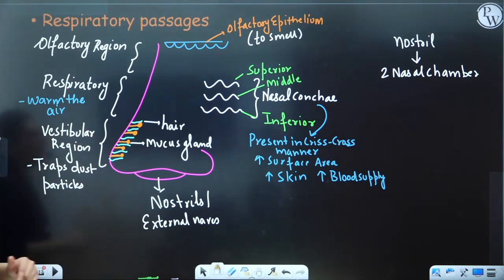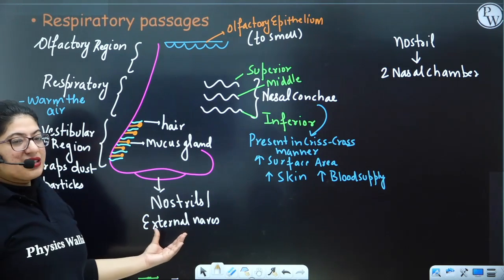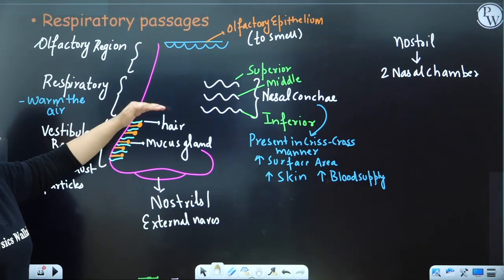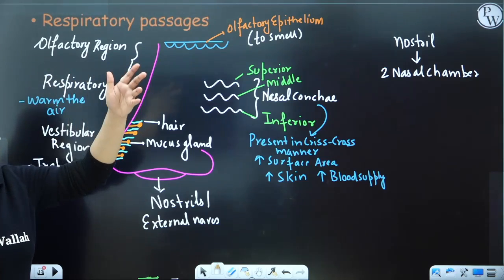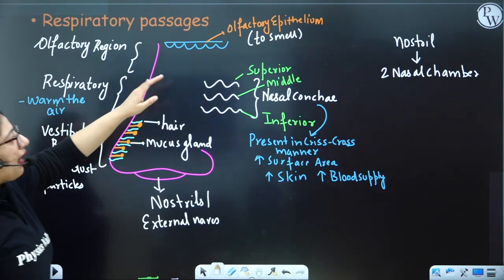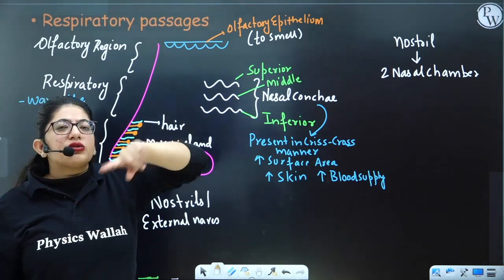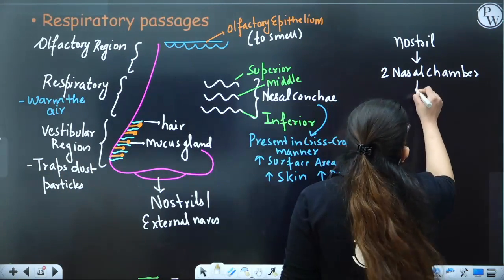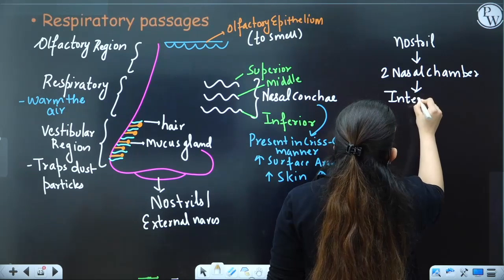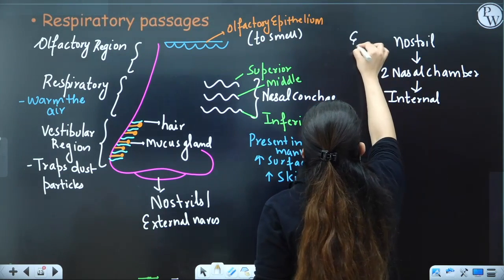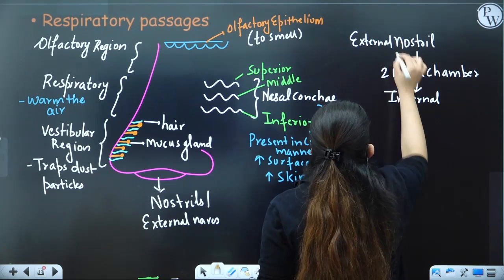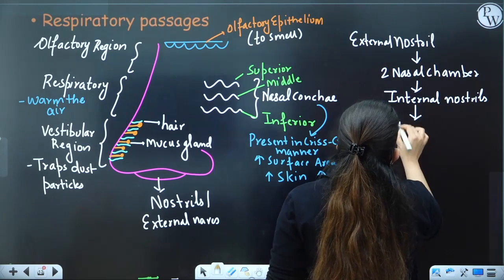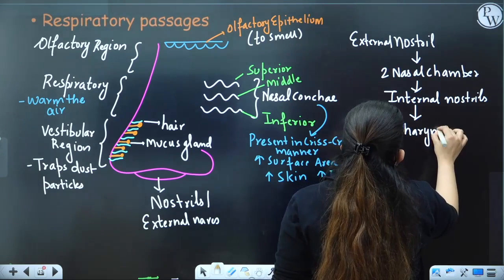All right. So air enters into the nostril. In the nostril, the vestibular region will clean it, the respiratory region will warm it, and the olfactory region will sense if something is there or not. Then ultimately, you will see another small opening, and that is the internal nares, or internal nostril. So these were the external nostrils. Now you will come across the internal nostrils. From the internal nostril, you will enter into the pharynx, right?